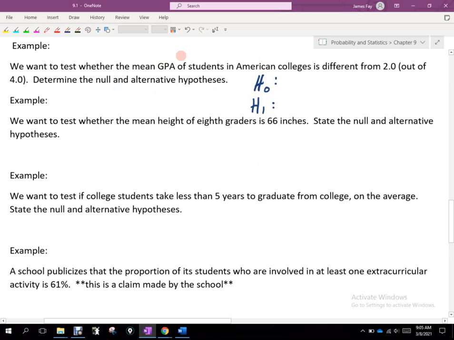We're talking about the mean GPA. As I read this, what is the current accepted GPA of students in American colleges? 2.0. So I'll say this is 2.0. And now what do they ask? Is it different from 2.0? This would be not equal to 2.0.